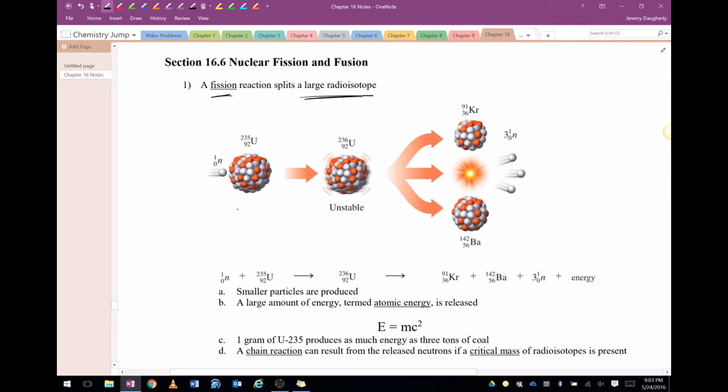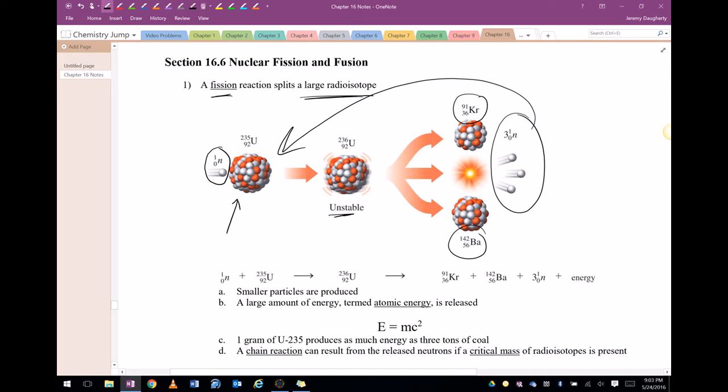So for instance, here's uranium-235. This is what goes on in nuclear reactors. We shoot a neutron at it, right? That neutron makes it unstable, and then it splits up. Here it splits up into a krypton and a barium, and then it gives off 3 more neutrons. Now, those neutrons can go on to hit more uranium.